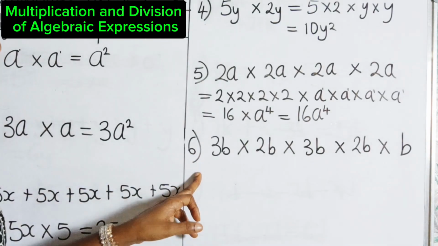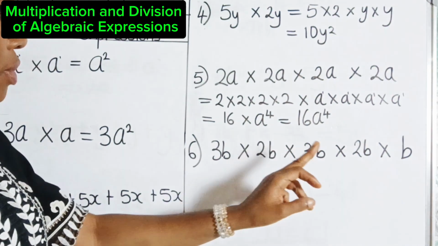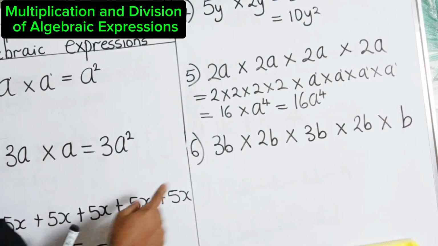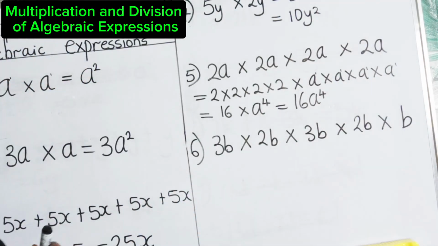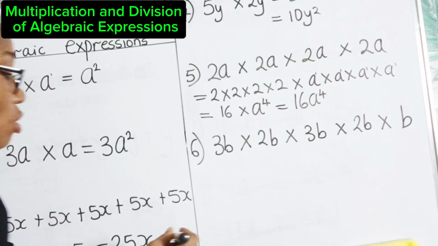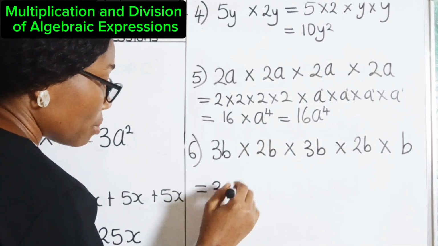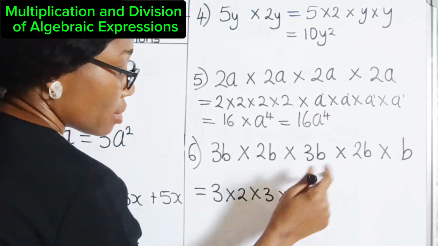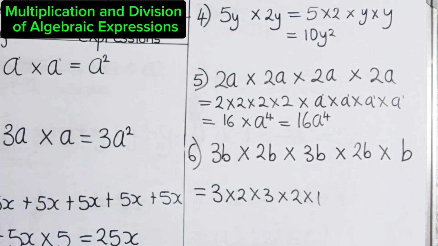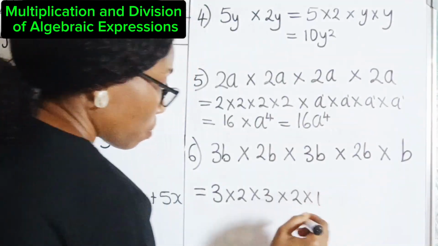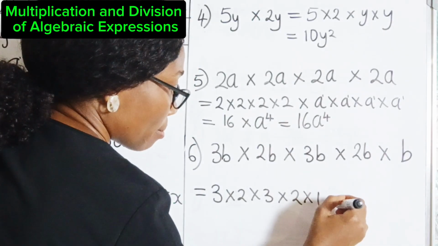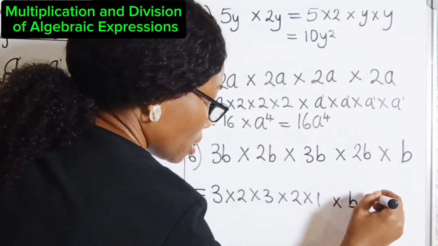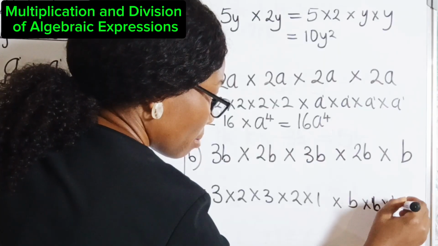Okay, so now here we have 3b times 2b times 3b times 2b times b. The first thing to do is to multiply all the coefficients and then we can multiply the variables. Okay, so here we have 3 times 2 times 3 times 2 times 1. Okay, and then you now multiply the variables. This is times b, 1 2 3 4 5, times b times b times b.